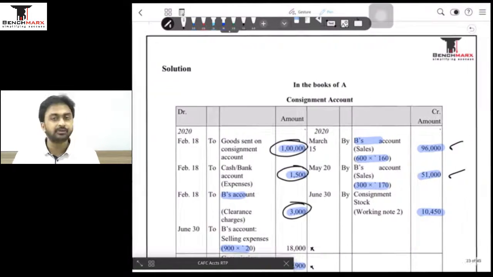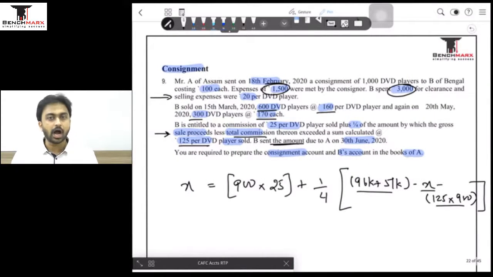And that is the end of consignment based sum of the RTP of November 20. Very simple sum, इसमें कुछ खास था नहीं apart from commission. So अगर एक question important mark करना होगा, so on the last day only go through the computation of commission, because commission को छोड़ के there is no difficult part in the entire question.